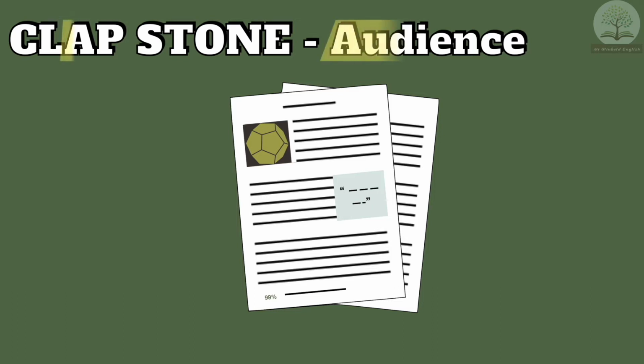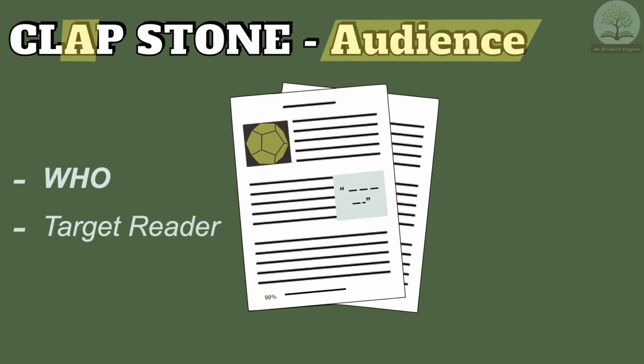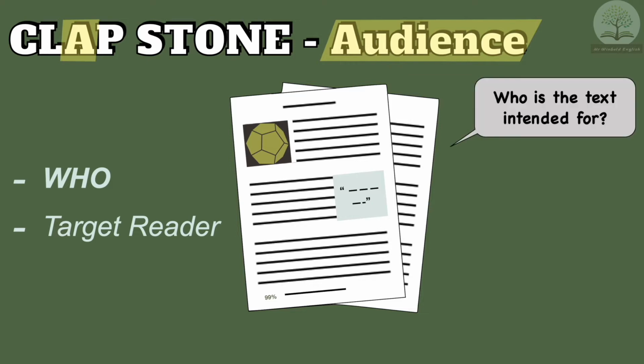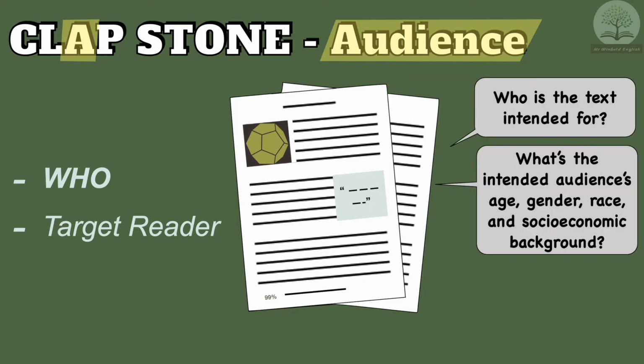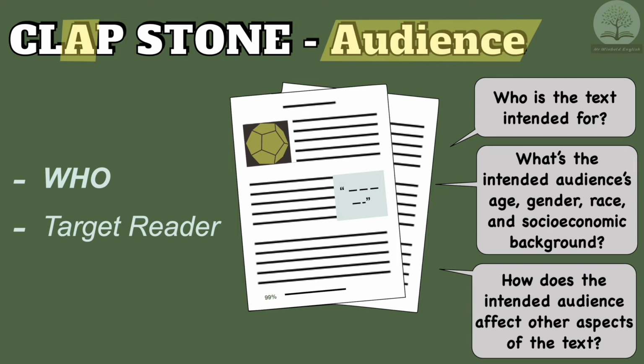Next, we have audience. The audience is obviously a question of who. Who is the target reader? Now, when we identify this, we want to be as specific as possible. So we can ask ourselves, who is the text intended for? What's the intended audience's age, gender, race, and socioeconomic background? And also we can ask ourselves, how does the intended audience affect other aspects of the text? Because of course, a text aimed at a teenage high school student is going to be different than a text aimed at a middle-aged dentist, for example.